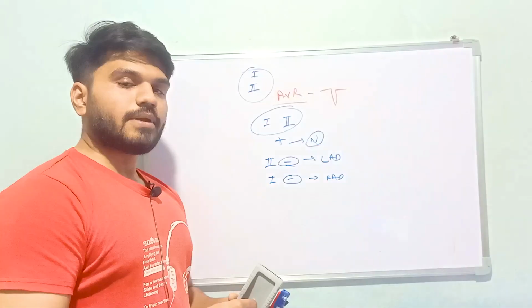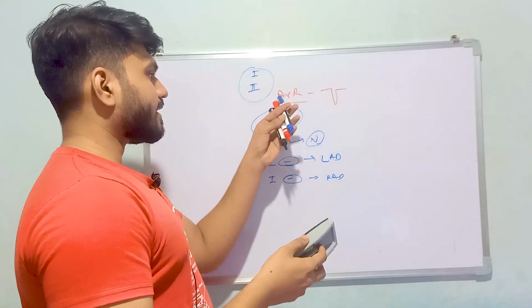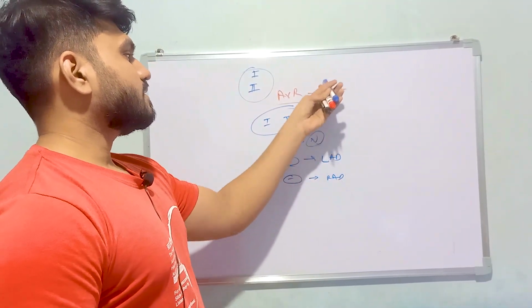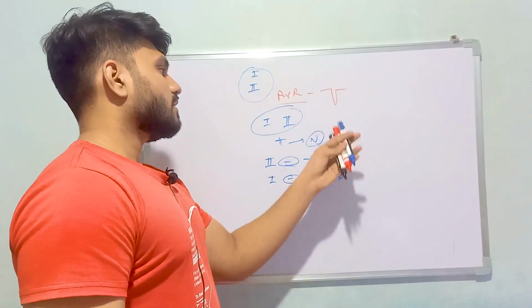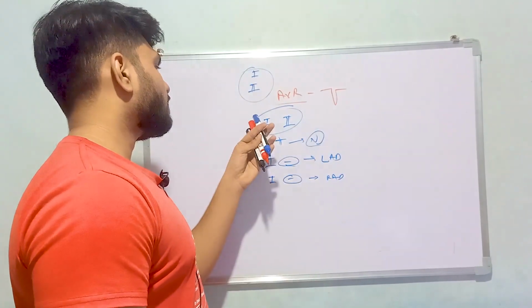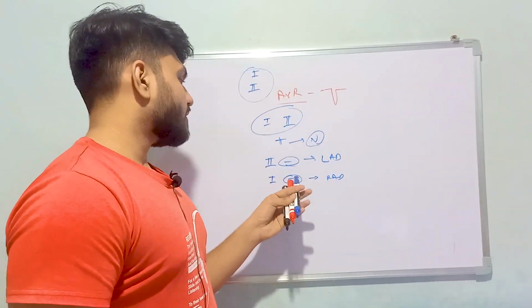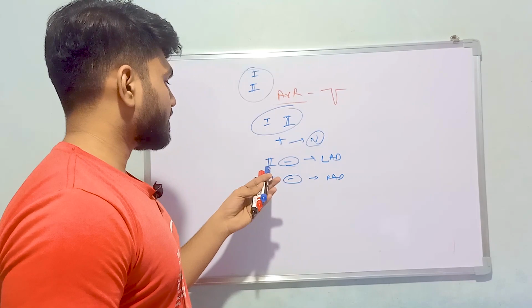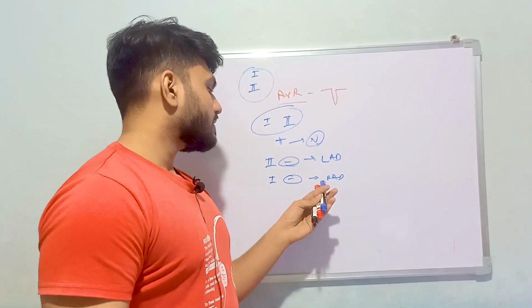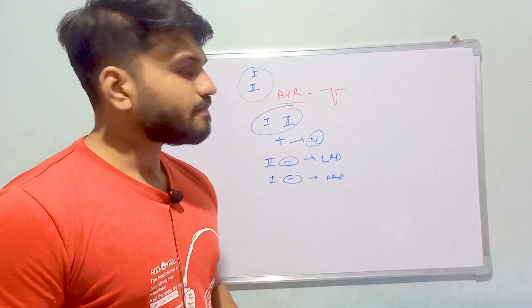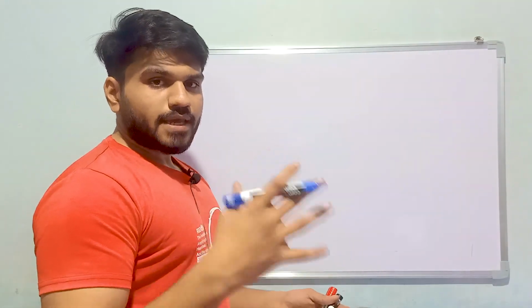So simple. So let me go through again. First you will look at AVR. You will know that this ECG is taken right or not. AVR should be negative. If 1 and 2 both are positive, then it is normal. If lead 2 is negative, then it is left axis deviation, and if lead 1 is negative, then it is right axis deviation. Simple. Now we will move forward and we will see PR interval.